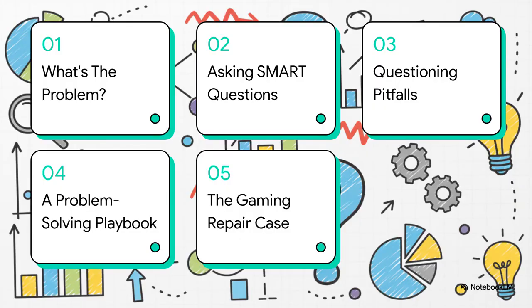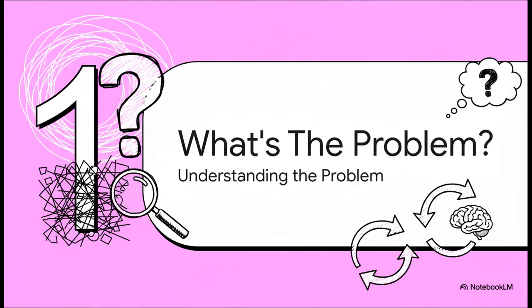All right, here's our game plan. First, we're going to figure out what kinds of problems data can even solve. Then, we'll get into the art of asking what are called smart questions, and, just as important, what traps to avoid. After that, I'll show you a 6-step playbook for pretty much any data project. And to wrap it all up, we'll see how it all clicks together in a real-world case study. So where do we even begin?